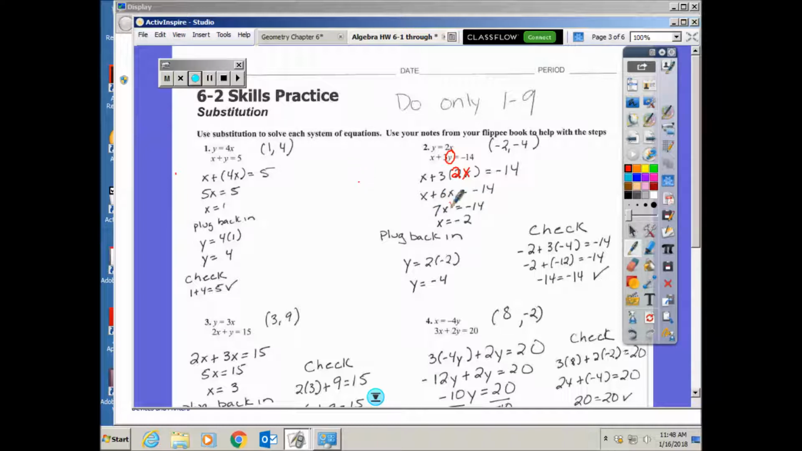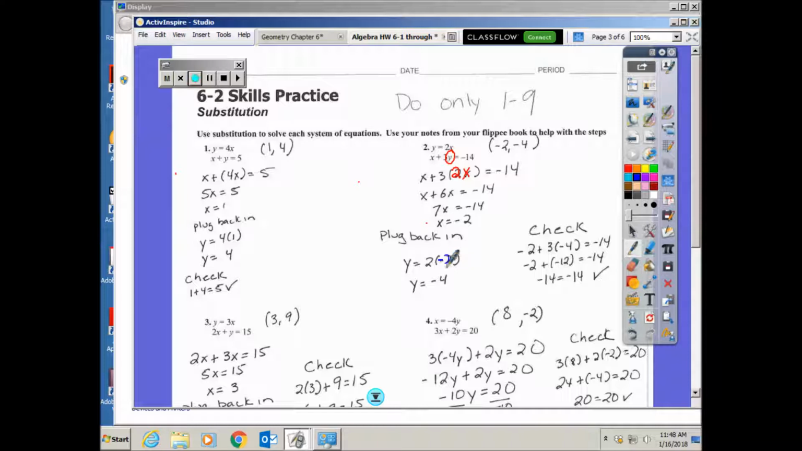x plus 6x is 7x equals 14. So I divide both sides by 7 and I get x equals 2. So now I'm ready for my second part of substitution. I take the original first equation, y equals 2x, and for the x, I substitute in negative 2.